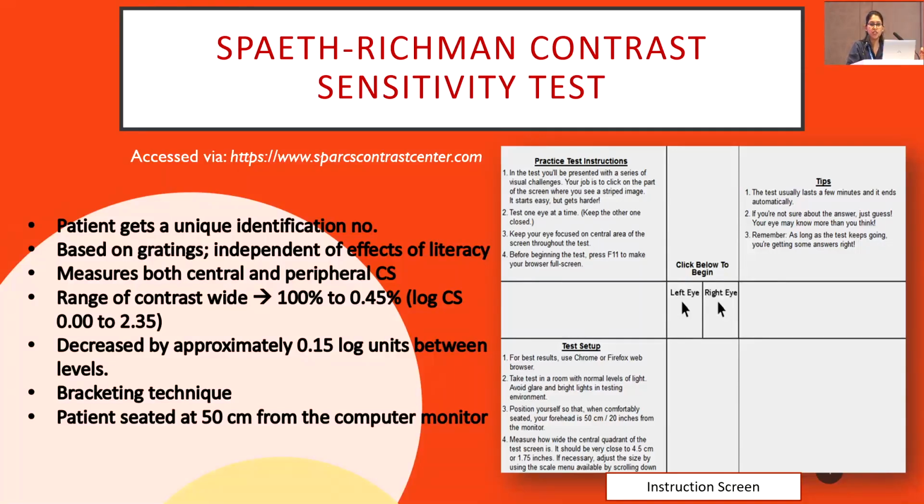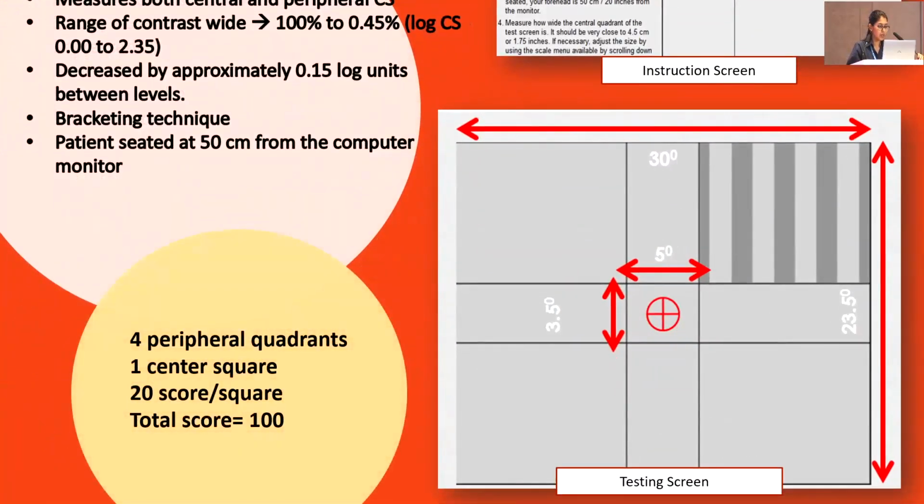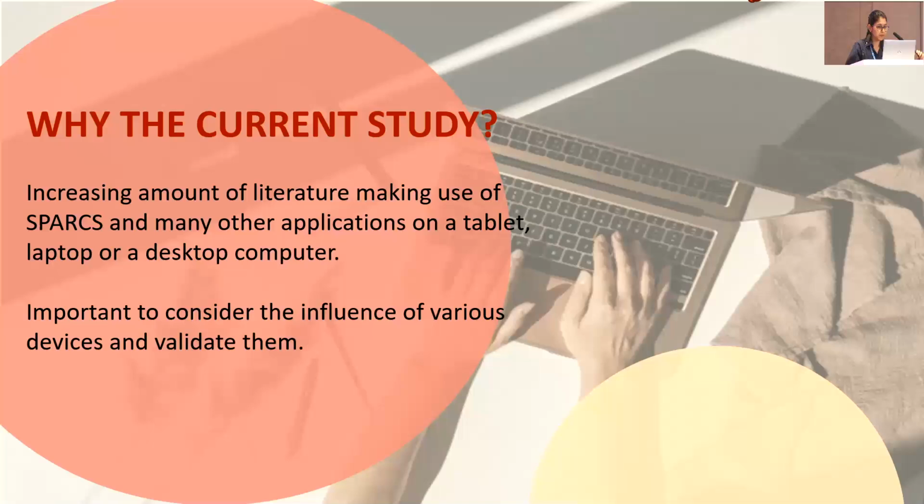Here, the patient gets a unique identification number. It is based on gratings and is independent of the effects of literacy. It measures both central and peripheral contrast sensitivity. It measures a wide range of contrast and uses a bracketing technique. Here, the patient is seated 50 centimeters from the computer monitor. It has 4 peripheral quadrants and a central square, with each square having a score of 20, amounting to a total score of 100.